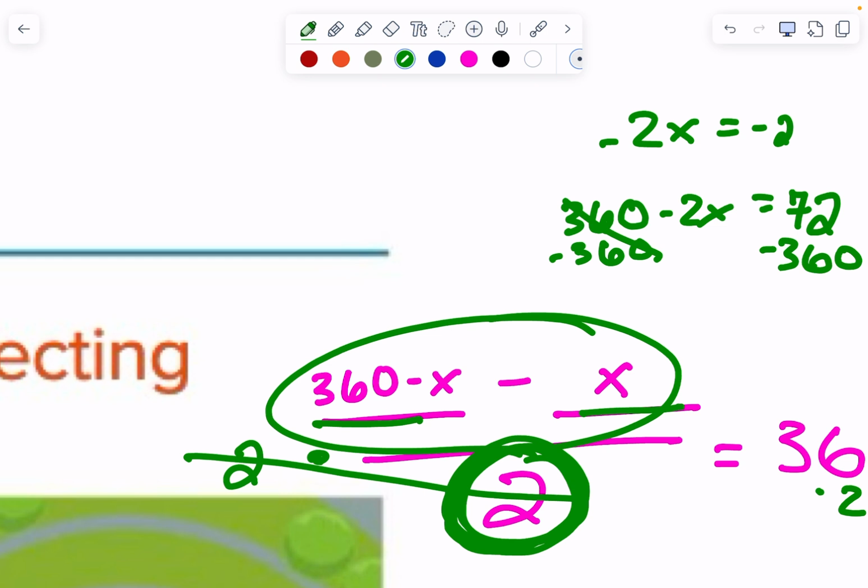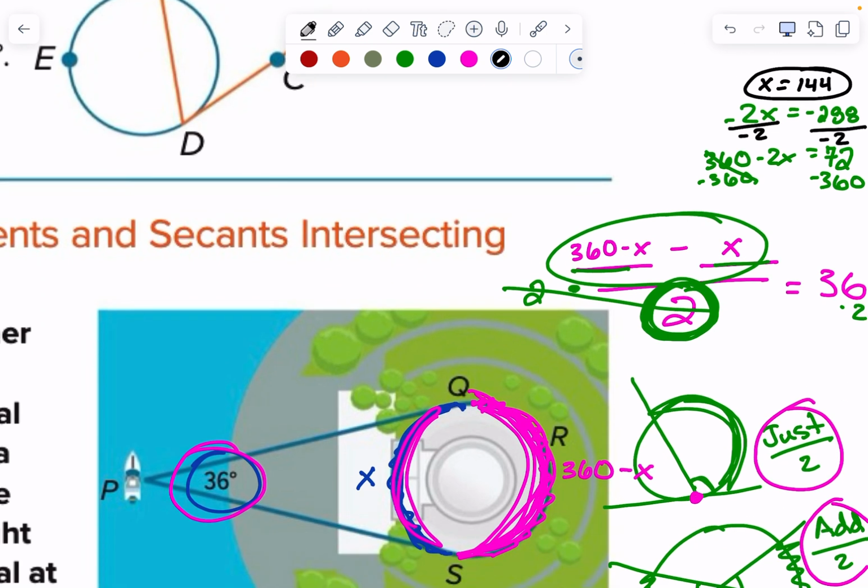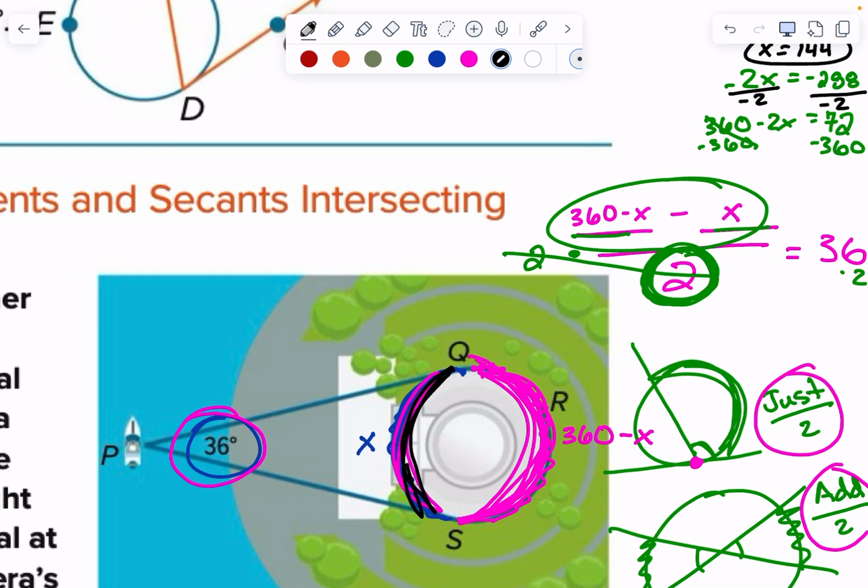360 minus 288. Okay, and then what? Divided by negative 2. What's 288 divided by negative 2? 144. So this arc right here, this smaller one right here, is 144. What's the other one? 360 minus 144 is 216. Okay, does that make sense?